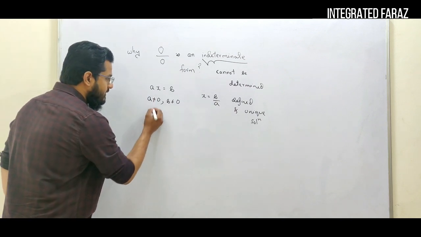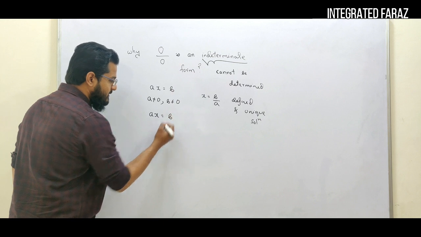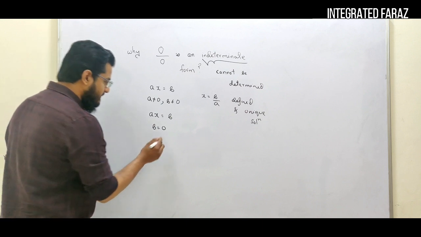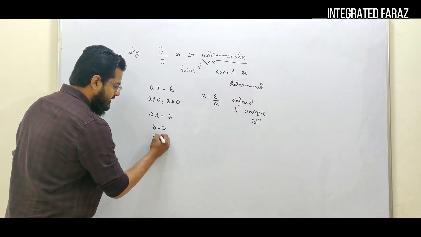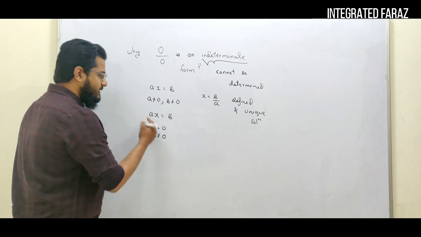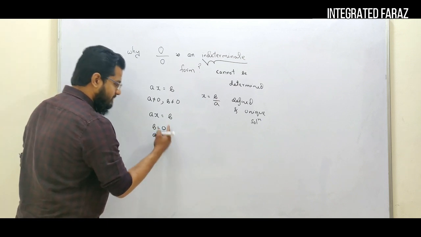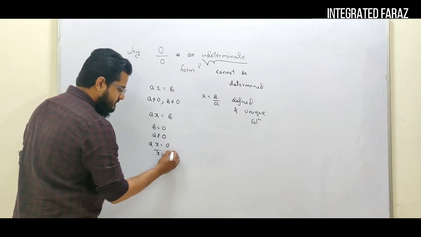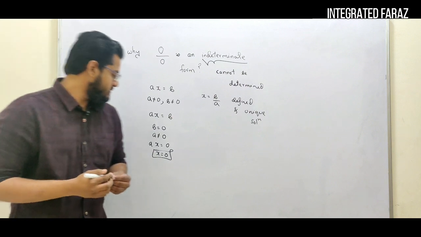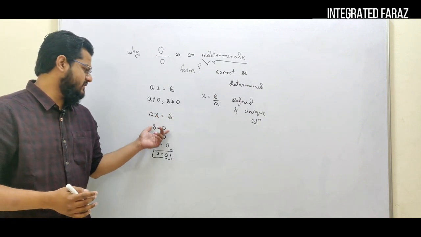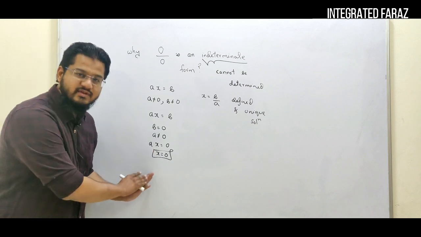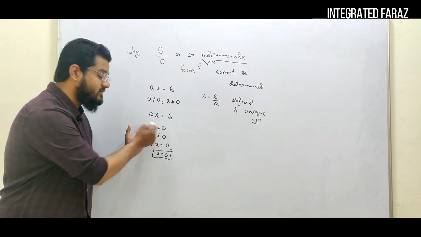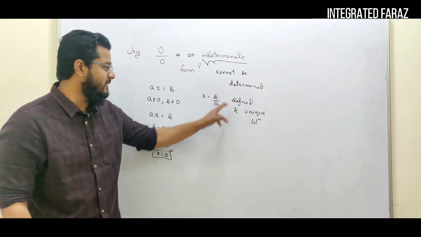But the same equation, ax equal to b, if b is equal to 0 and a not equal to 0, then x equal to, as b is equal to 0, irrespective of what a is, x has to be 0. x should be 0. So in this case also we have a unique solution, but the solution is fixed. It does not depend on a, but depends on b. In the earlier case it depends on both, b by a.